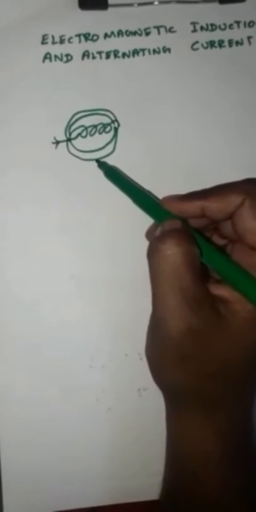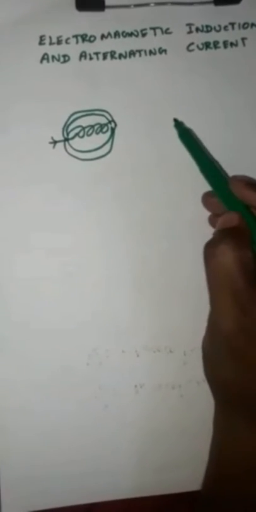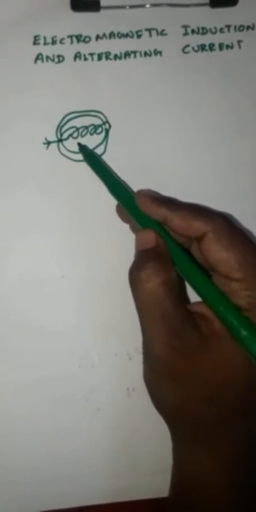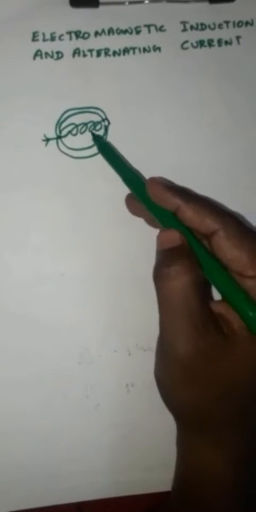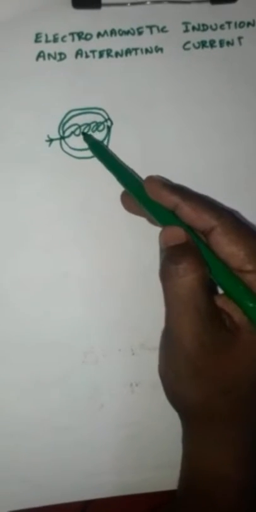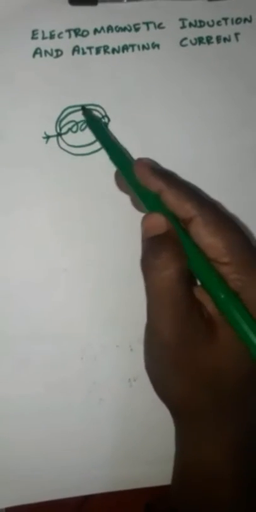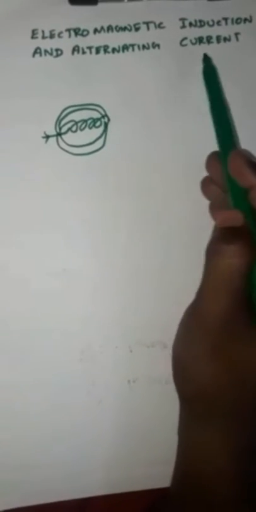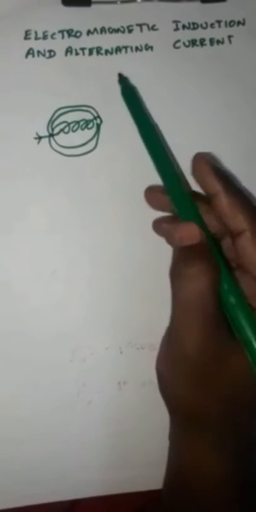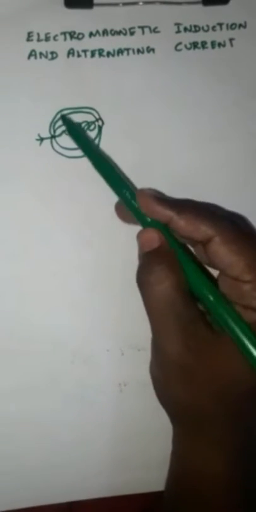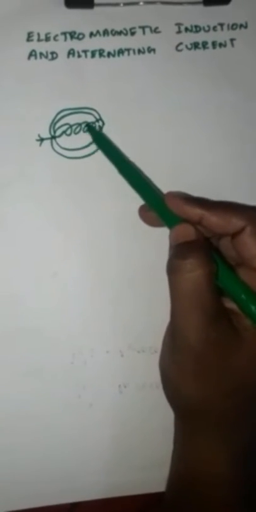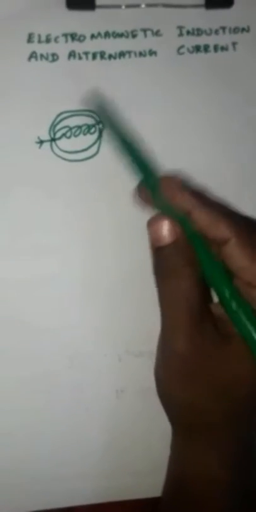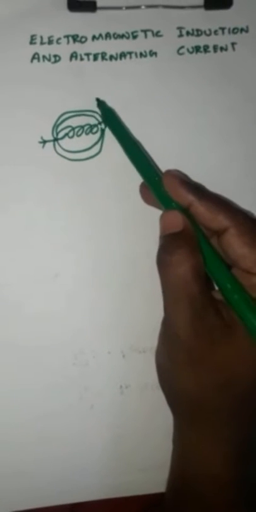In this lesson we are going to learn how current produces a magnetic field. Particularly, we are going to find that a magnetic field can produce electric current. It's the reverse type. When current passes through the coil, it produces a magnetic field. In this lesson we discuss the magnetic field passing through the coil.